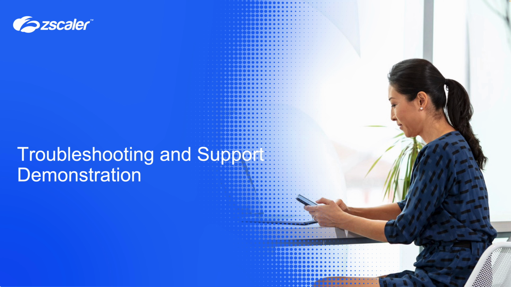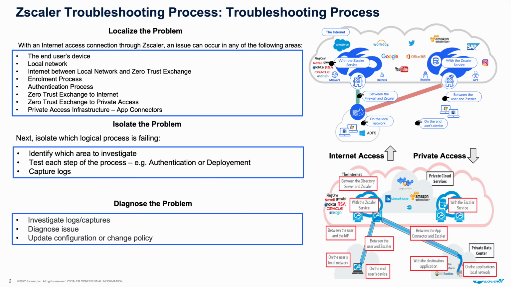Okay, in this module we're going to walk through troubleshooting and support as a demonstration. So the troubleshooting process starts with localizing the problem. Is it the end user's device, the enrollment process? Is there a problem with the local network causing problems, maybe DNS or something like that?